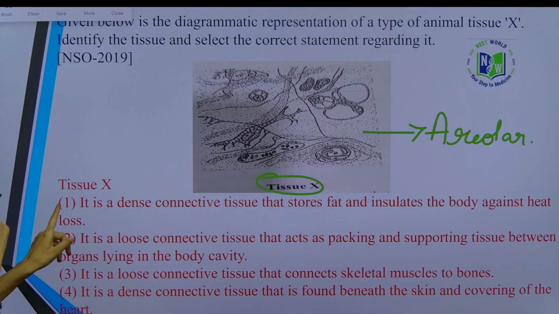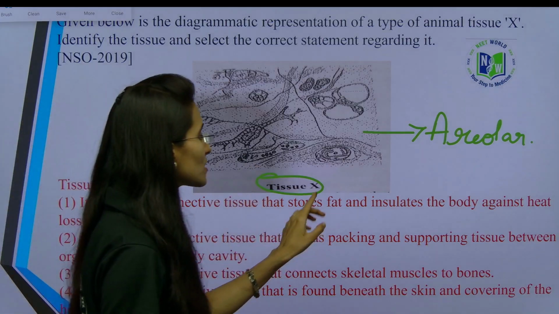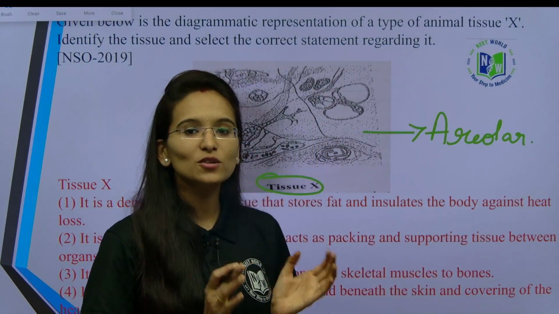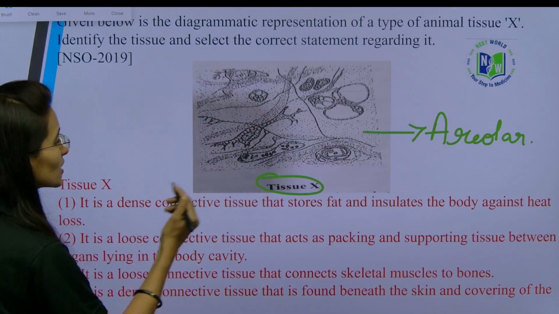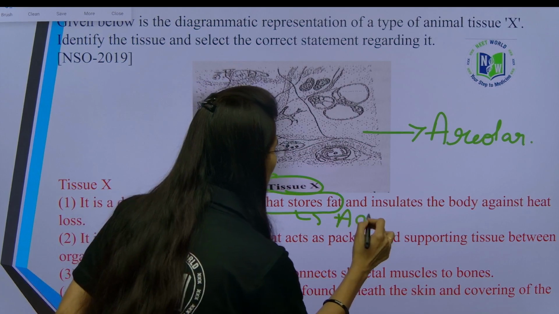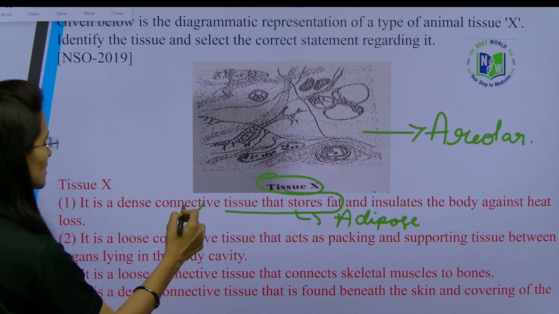Yes, option 1 is, it is a dense connective tissue that stores the fat and insulates the body against the heat. This is absolutely the wrong statement, because the tissue that stores the fat is called adipose tissue, but not the areolar tissue. So this is the wrong option.